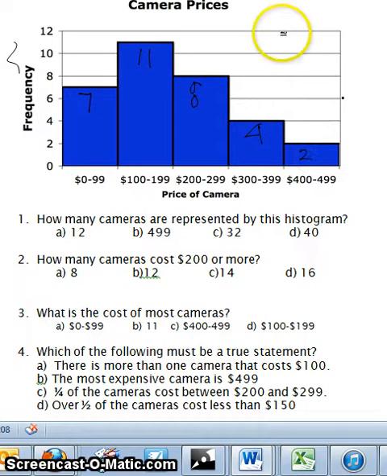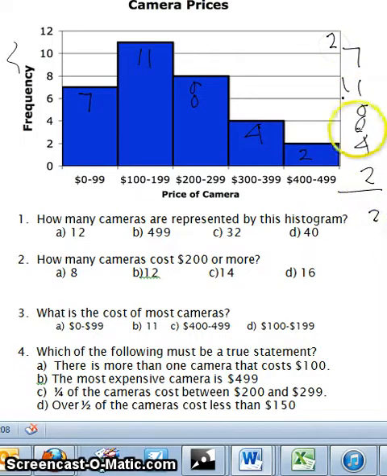So I'm going to add together 7 plus 11 plus 8 plus 4 plus 2. So I've got 10, 14, 15 plus 7, 22. And 2 plus 1 is 3. So that means I have 32 cameras total, choice C.